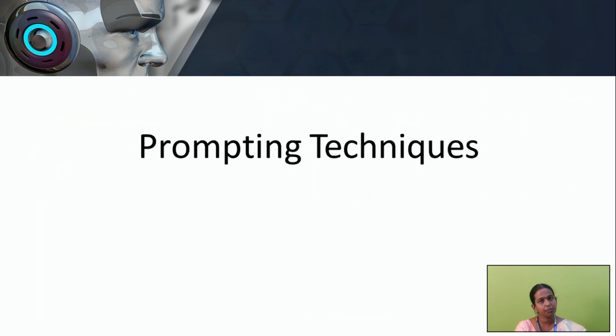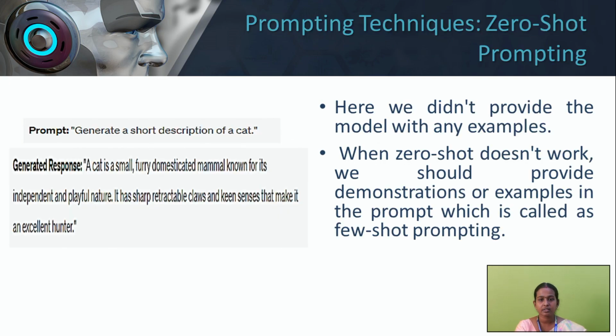So, what are the basic prompting techniques that are available? We will be seeing that. The first technique is zero shot prompting. In that, we just question the system without providing any examples, like just tell me about something. There is no need to provide examples for the system in order to get the output.